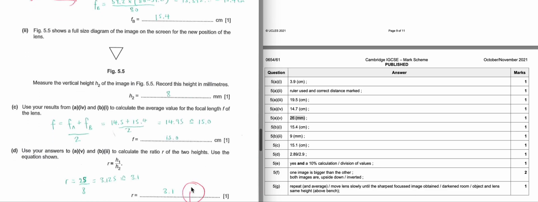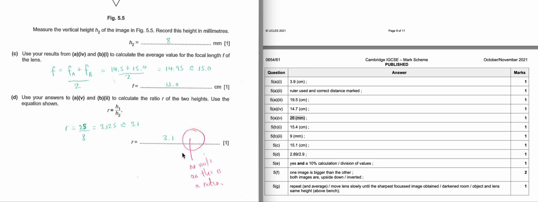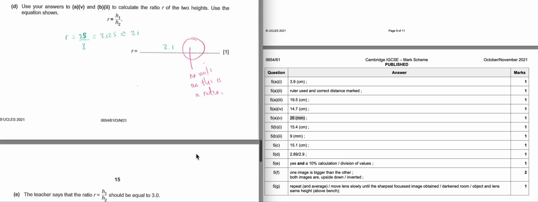We're then asked to calculate a ratio. You're given the equation for the ratio, which is R equal to H1 over H2, which is 25 divided by 8, which is going to be, again, approximately 3.1. And there's no units required here because we're calculating a ratio. A ratio of centimeters to centimeters means we have no units. Racing through quickly here.